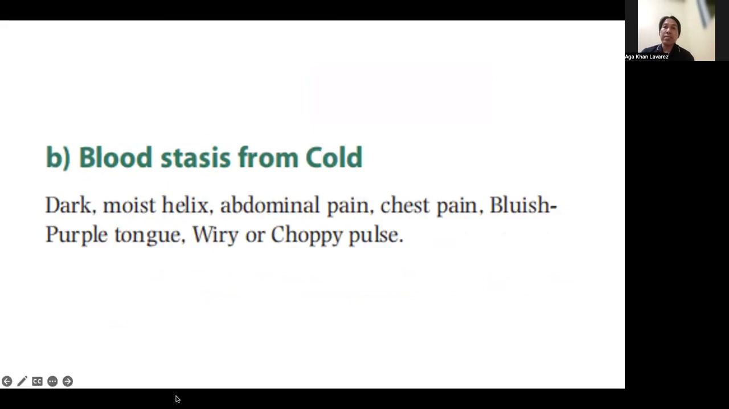Letter B, blood stasis from cold: dark, moist helix, abdominal pain, chest pain, bluish and purple tongue also, and the pulse is wiry or choppy.